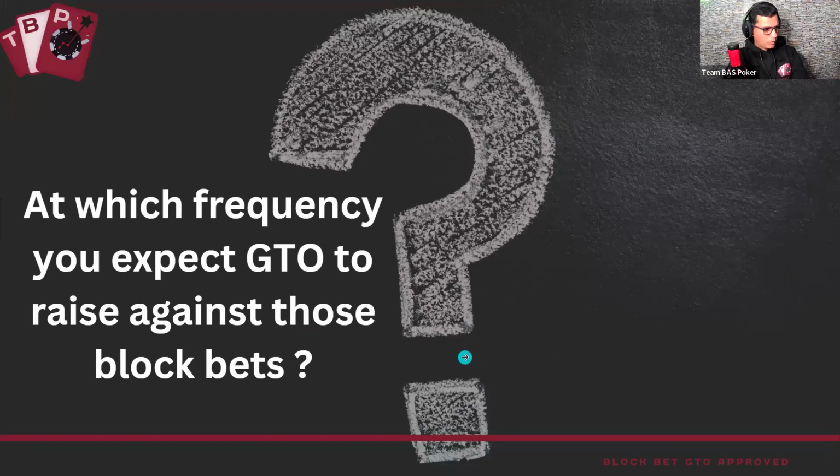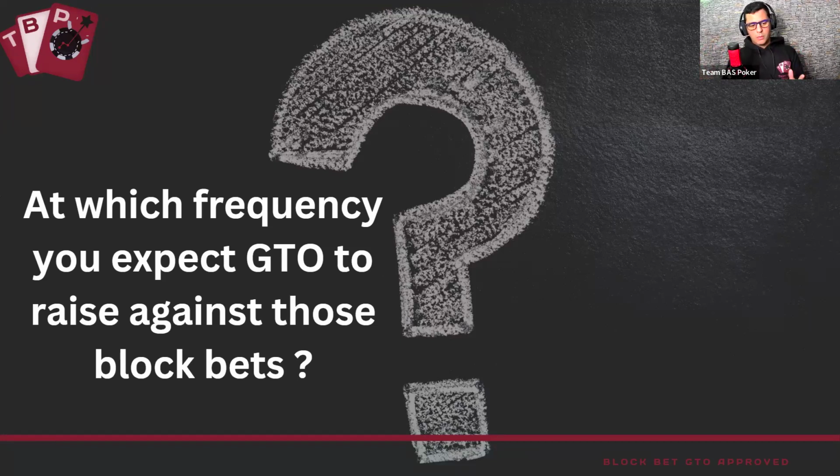We are going to get raised because it's very obvious, and our opponent will see it, and so on and so forth. So we will see how the population actually reacts to block bets using the range research.